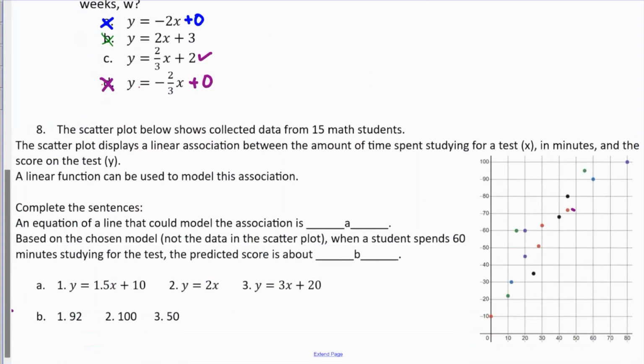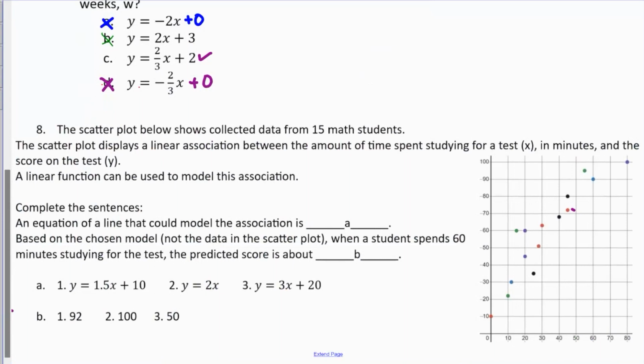All right, number 8. The scatter plot below shows collected data from 15 math students. The scatter plot displays a linear association between the amount of time spent studying for a test, X, in minutes and the score on the test, Y. A linear function can be used to model this association. Complete the sentences. An equation of a line that can model the association is blank.